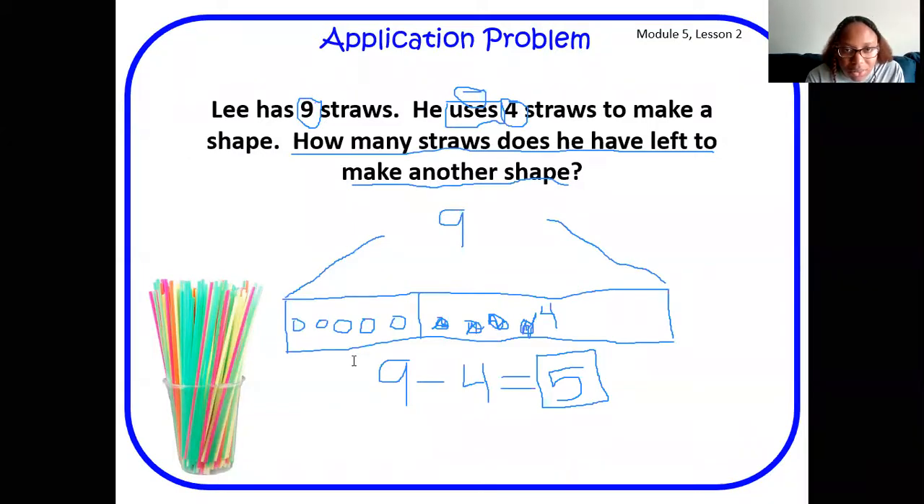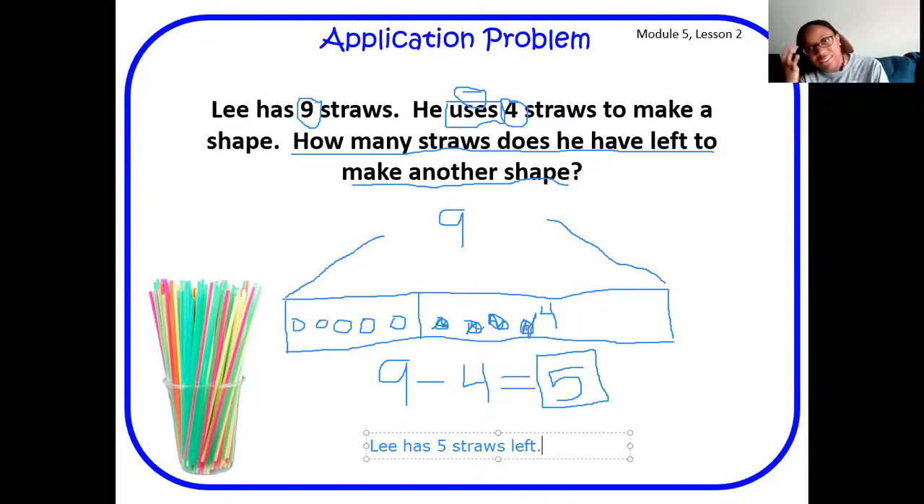So I have to answer the question, how many straws does he have left to make another shape? in my statement. What do you think my statement will say? I can start with Lee because that is his name. It would say Lee has how many straws? 5 straws left. And scholars, we just did the S and Q of CUBES. We just solved our problem.